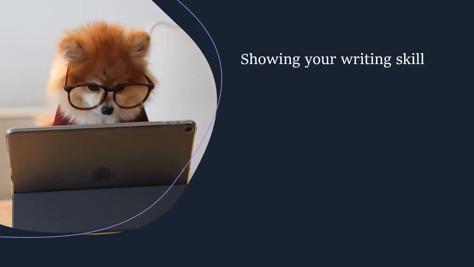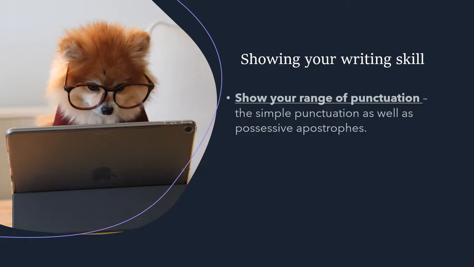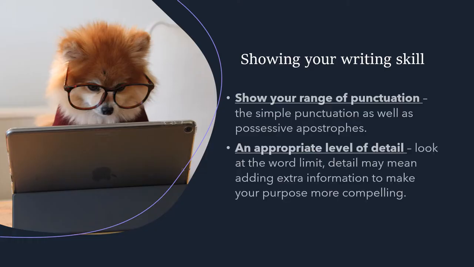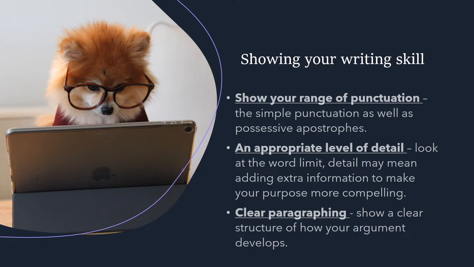To show your writing skills to the examiner, think about the following 3 elements. So we have show your range of punctuation, an appropriate level of detail, and clear paragraphing. So for punctuation, make sure you use full stops, commas, capital letters, question marks, exclamation marks, speech marks, and if necessary, possessive apostrophes. Okay, so that's showing a nice range of punctuation there.